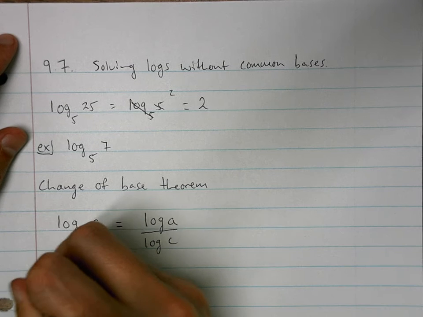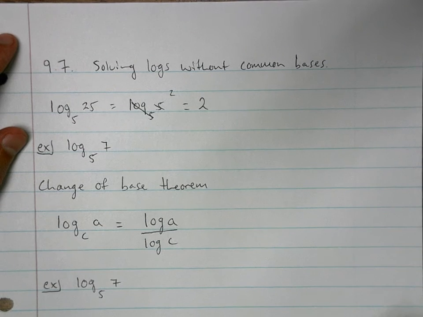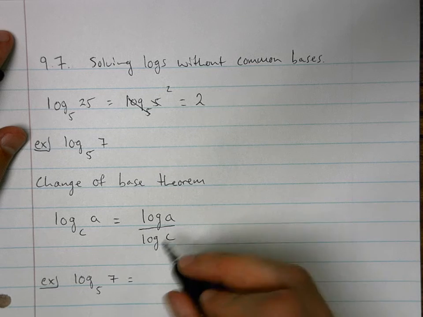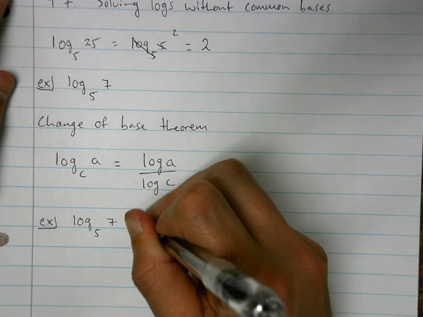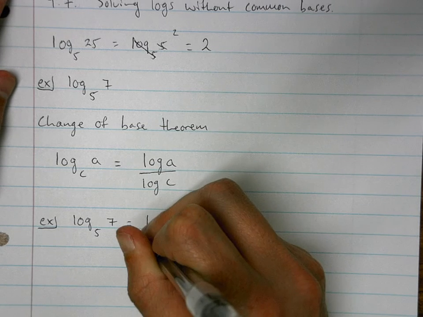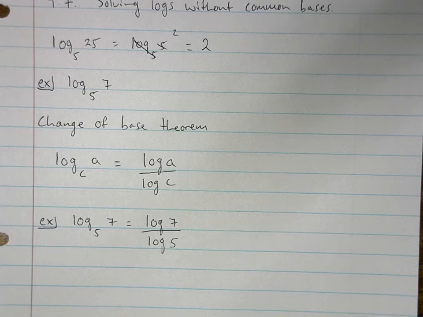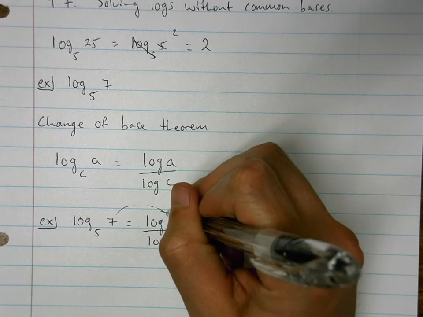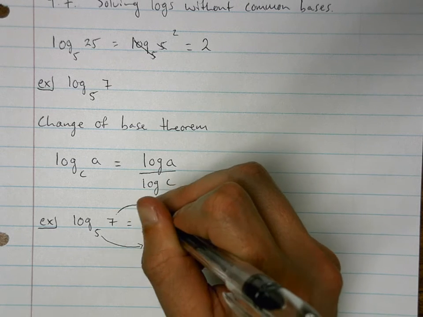So, for example, that one that I put up there, log base 5 of 7. We're going to use this change of base formula and make this log of 7 divided by log of 5. The 7 is going to go on top. The base is going to go below.